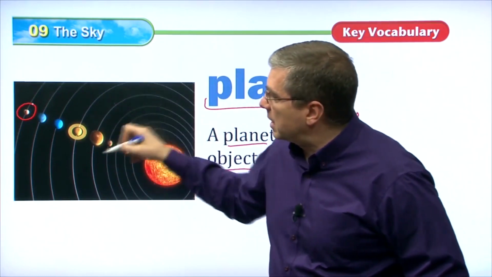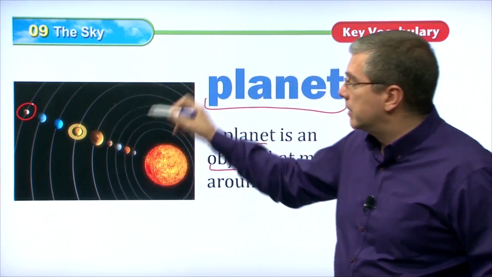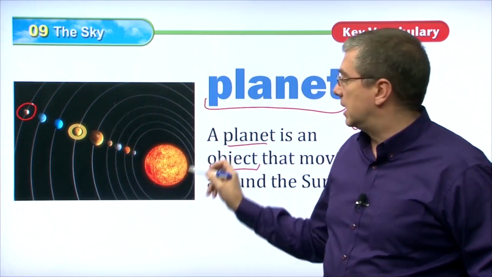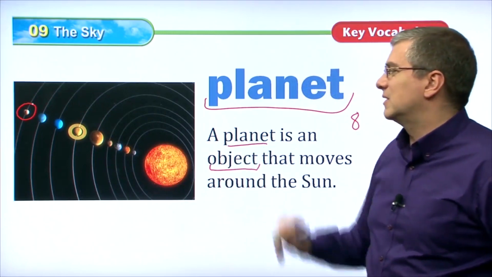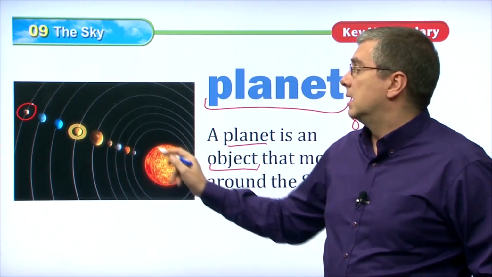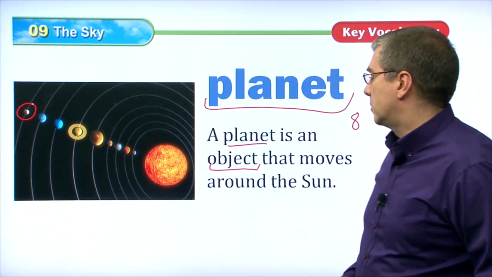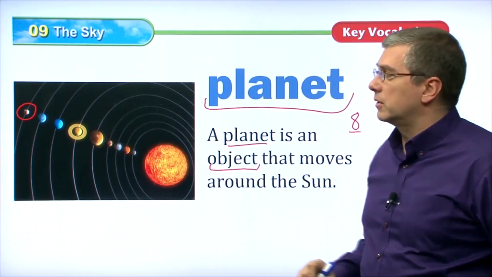So planets are big, large bodies of gas or hard rock that are moving around the sun. Look at how big the sun is compared to all the planets, okay? Of course, this isn't to scale, but the sun is very, very, very big compared to the different planets. Okay, so we have several planets. We have 8 planets in our solar system.